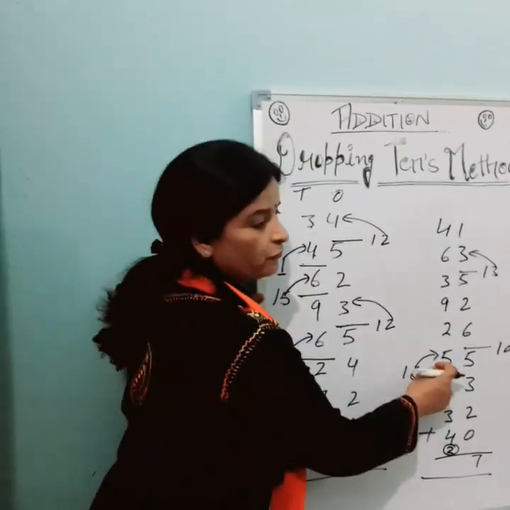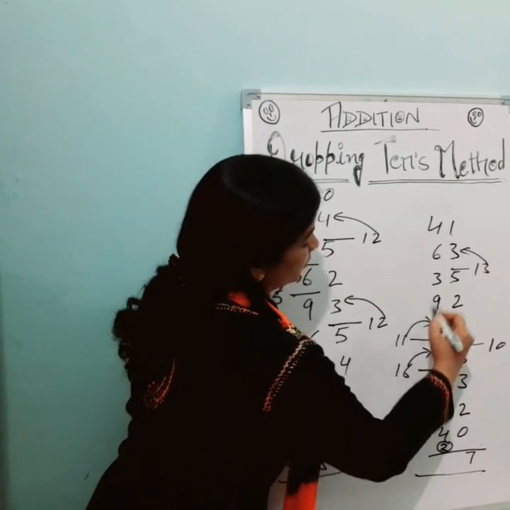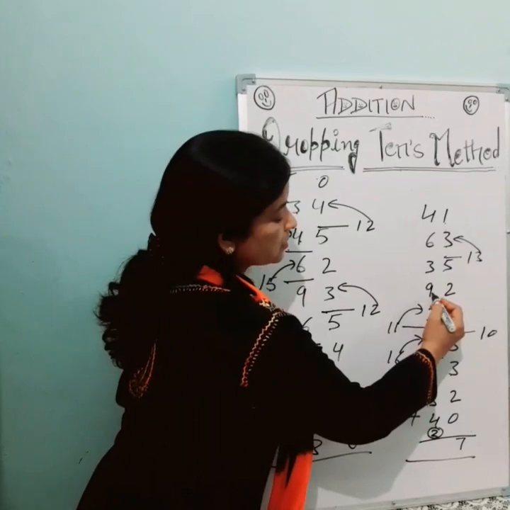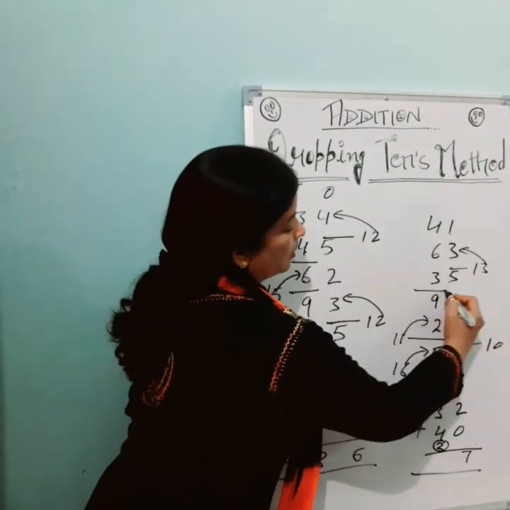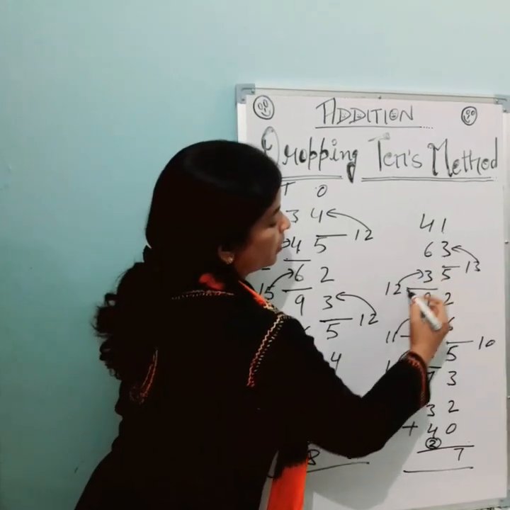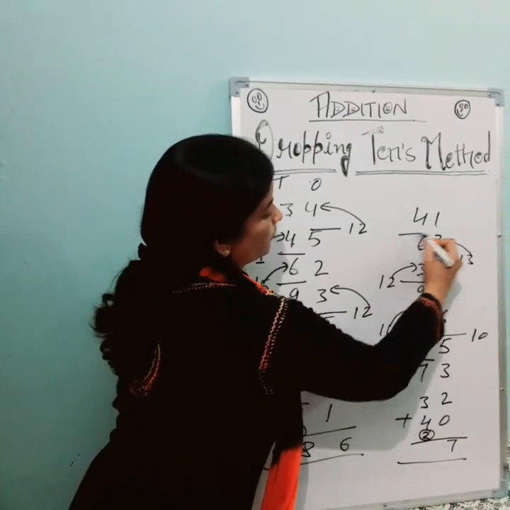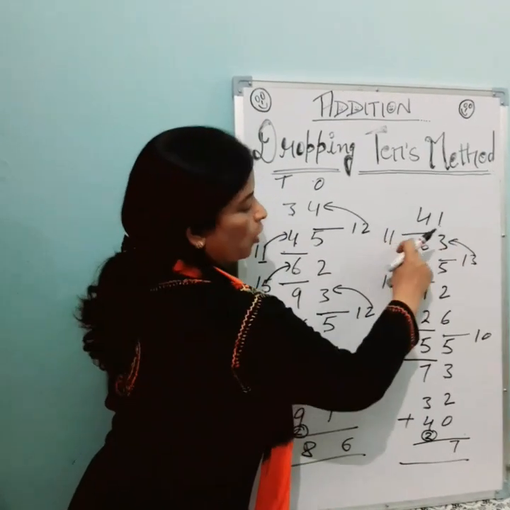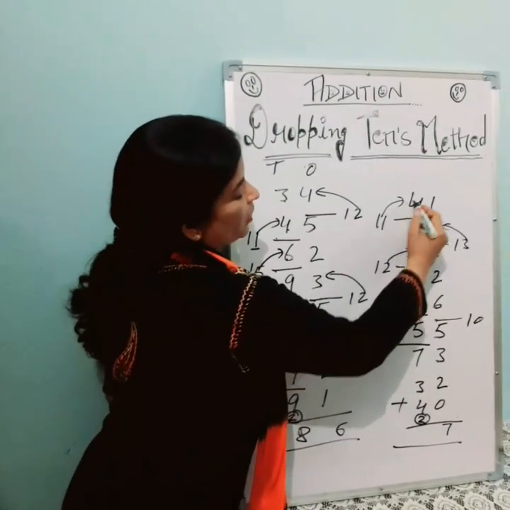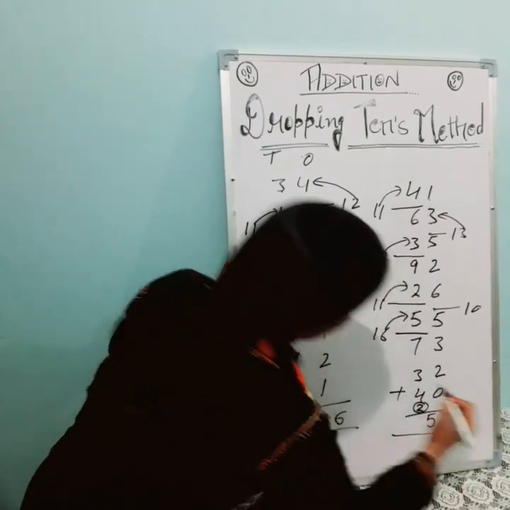6 plus 5, 11. Again drop 10 here. The remaining 1 carries to the next number. 1 plus 2, 3. 3 plus 9, 12. Again drop 10 here. 2 carry to the next number. 2 plus 3, 5. 5 plus 6, 11. Again drop 10 here as a bar line. 1 carry to the next number. 1 plus 4, 5. We will write here 5.